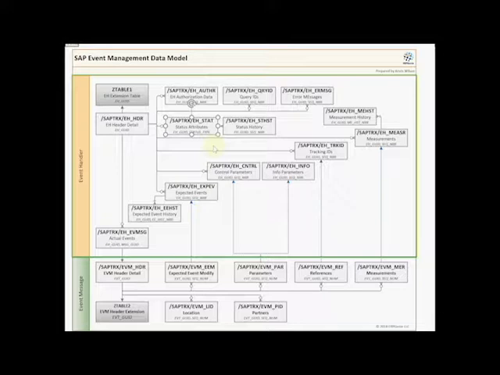EH underscore STAT for the status records, STHST for the status history, EH control and EH info for the control and info parameters. Here's my expected events in EH underscore EXPEV. EEHST is the history of expected events. Here's our measurements, error messages, query IDs, and authorization fields are stored in there.